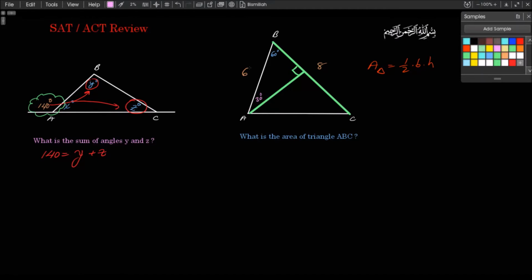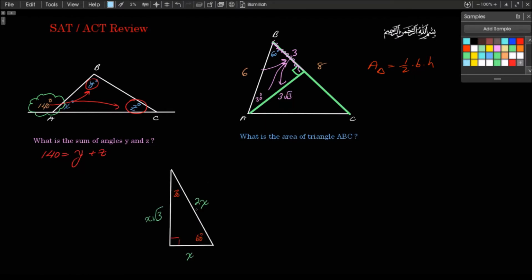Because as you recall, in a 30, 60, 90 triangle, the side opposite of the 30 degrees is half the hypotenuse. In this case, this is the hypotenuse. So if the hypotenuse is 6, this segment right here is going to be half of that, and that's going to be 3. And that's this segment right over here. This side is going to be 3 square root of 3.